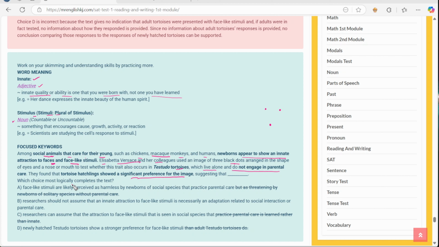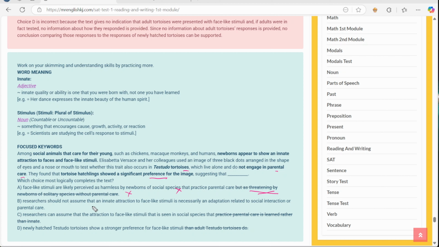We need to find the most logical one. Face-like stimuli are likely perceived as harmless by newborns of social species that practice parental care, and threatening by newborns of solitary species. Well, threatening is a big word here. They are not threatening, plus they are saying they prefer. So obviously it is wrong. The animals who don't do parental care, their children threatened by seeing their face.